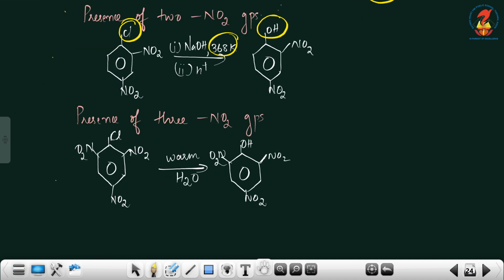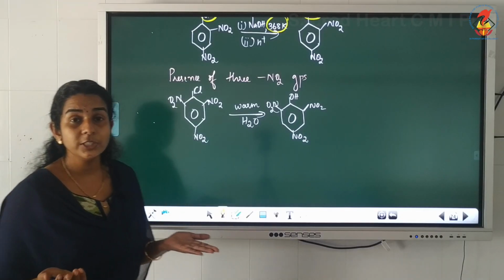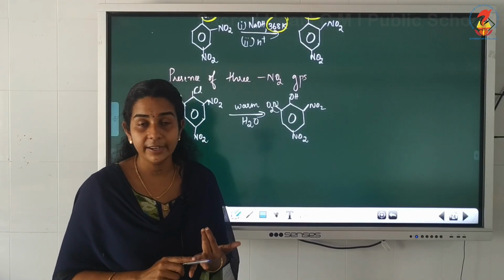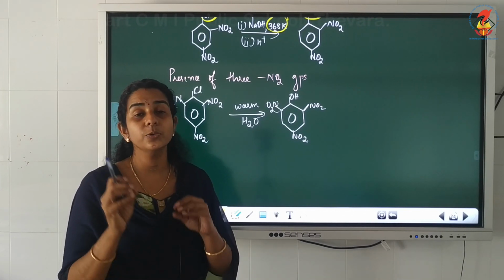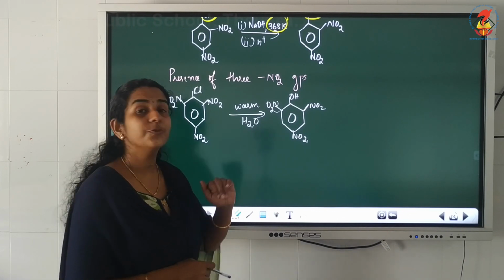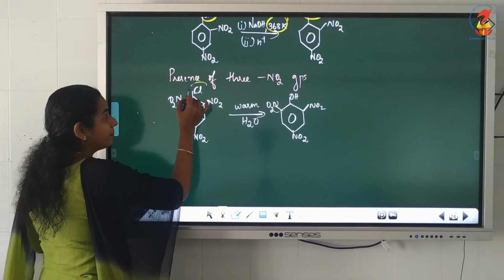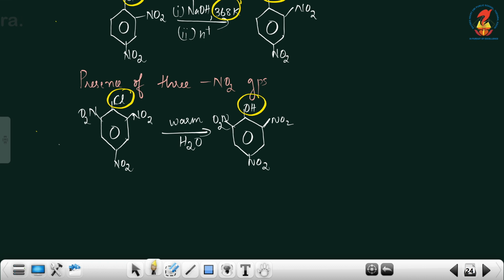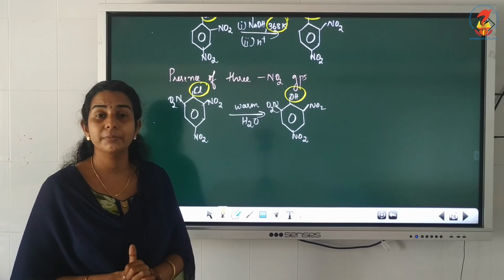Now if three nitro groups are present at both the ortho positions and the para position, there is no need to use aqueous NaOH, no need to apply high temperature, no need to apply high pressure. We need to just use warm water or just heat with water. If we treat with warm water, very easily we can replace chlorine by OH. That highly reactive will be the haloarene if three minus I or electron withdrawing groups are present in the benzene ring.